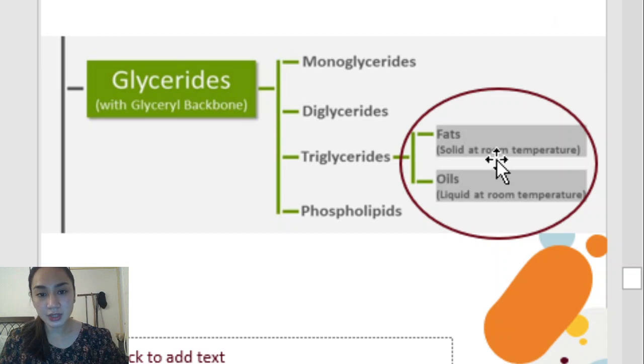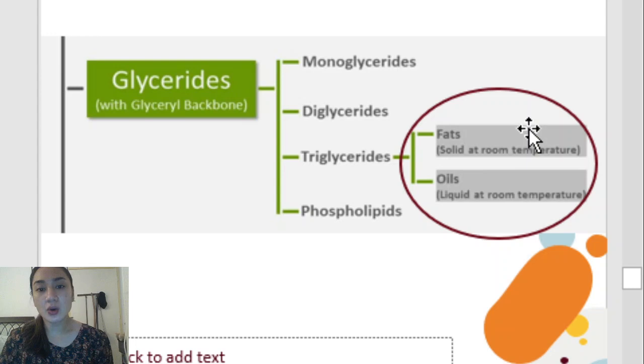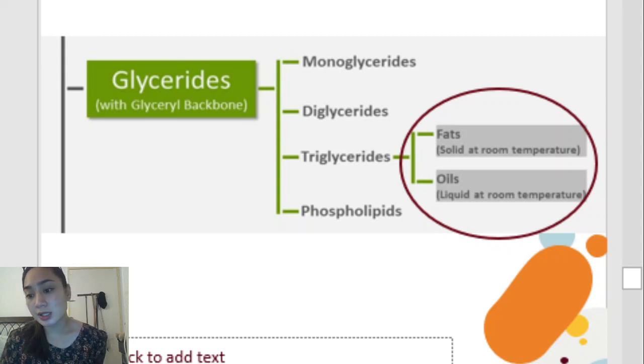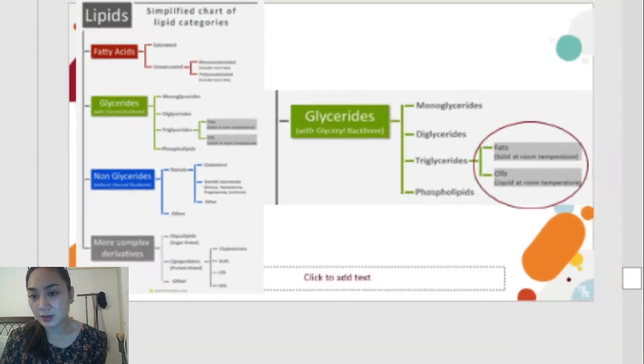So, ang difference nung dalawa, so, sa triglycerides, ang fats natin, pag yung term na ginamit mo ay fat, it is solid at room temperature. Pag ginamit mo ay oil, liquid at room temperature. Okay? So, pag tinanong ko kayo sa quiz, what's the difference between fats and oils? So, napakasimple lang no sagot, no? Yung isa doon is solid at room temperature, yung isa ay liquid at room temperature.